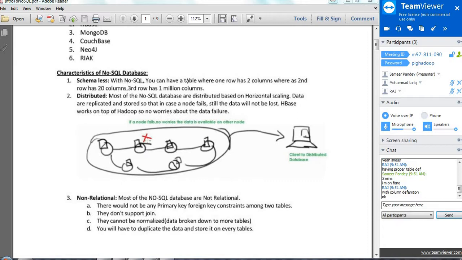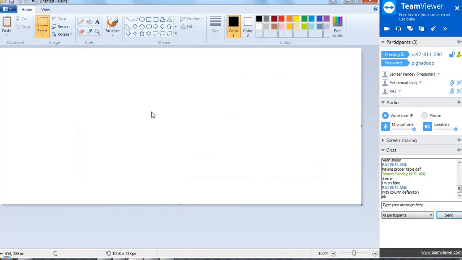So with NoSQL you can have a table where one row has 2 columns, a second row has 20 columns, and a third row has 1 million columns as well. Is it possible in SQL? No, it's not possible in SQL. SQL says that for each row the number of columns should be the same. But NoSQL gives the flexibility to have this, and such a structure is called a sparse matrix.